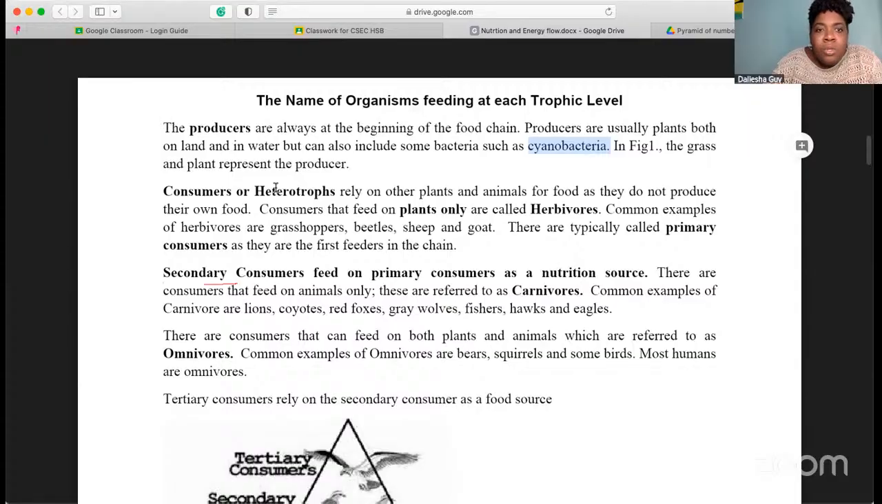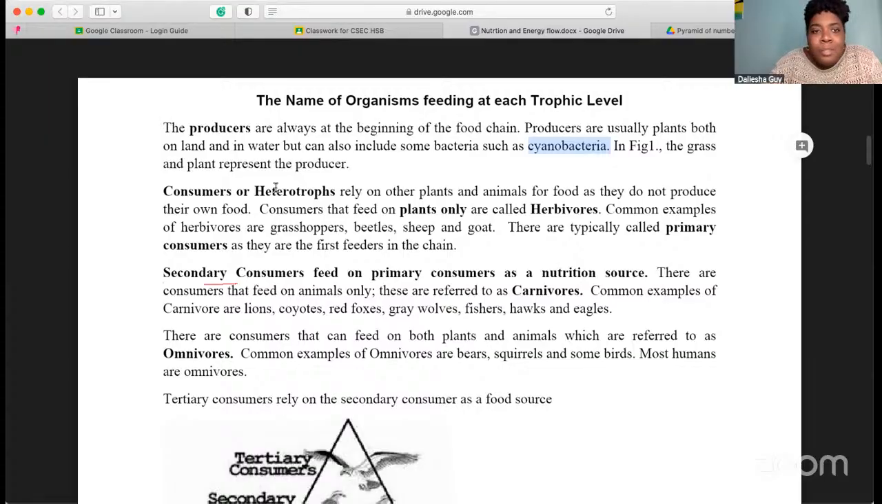All right. So there are different types of consumers. There are three types you need to know. We have our herbivores, and they feed on plants only. Herb is like grass. So herbivores feed on plants only. Note that it may sound so simple, but as you will see in past papers, these types of questions come: give me some herbivores, plants only.